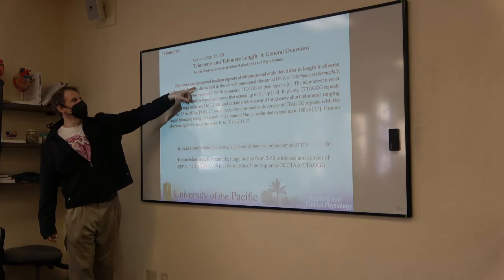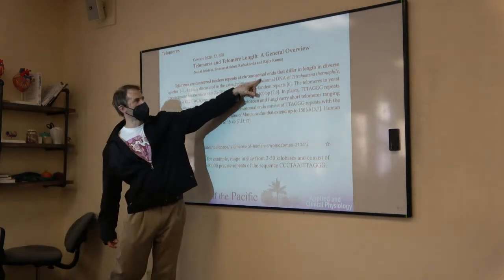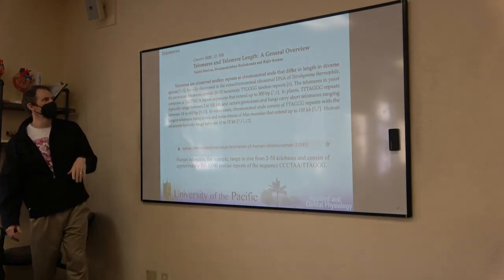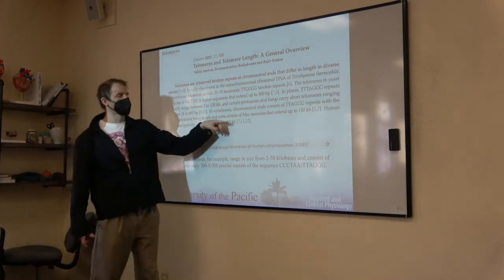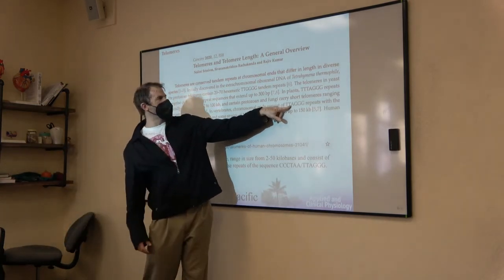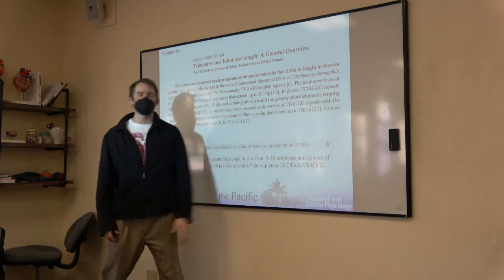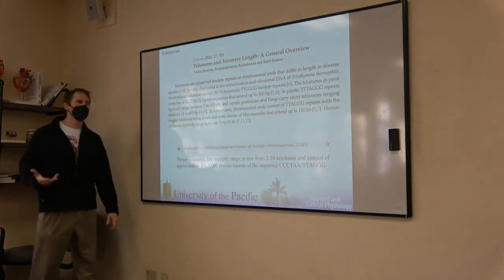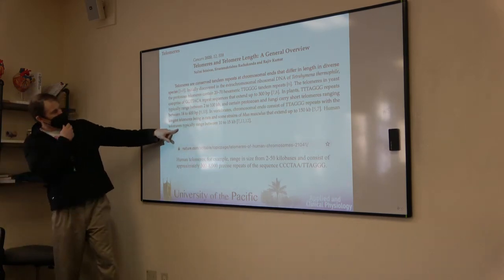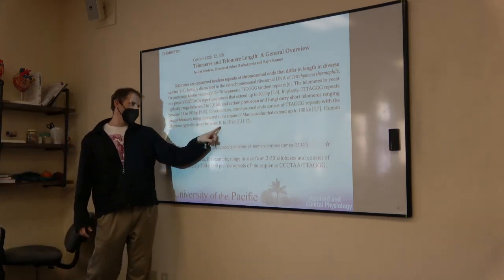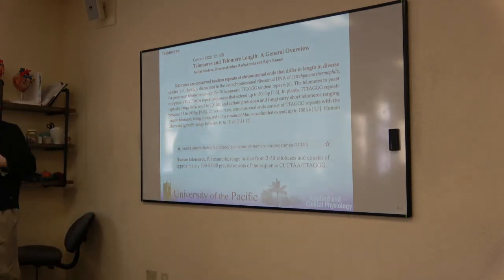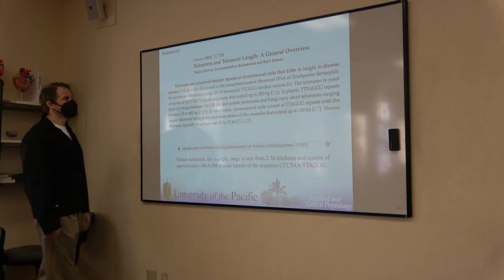So telomeres are conserved tandem repeats at the chromosomal ends that differ in length in diverse species. Rats have really long telomeres. In vertebrates, like you have a spine, chromosomal ends consist of TTAGGG repeats. So it's just over and over and over. TTAGGG, TTAGGG. Human telomeres typically range between 10 to 15,000 base pairs is the general length of telomeres.